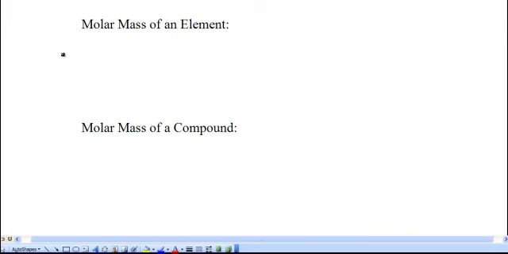The reason why this is so important is because everything that we do in the lab, or for the most part, we're going to be weighing things out on an electronic balance. And so, if you want to count the number of particles, you don't actually measure the number of moles, you measure the mass, and then you do the correct conversions.